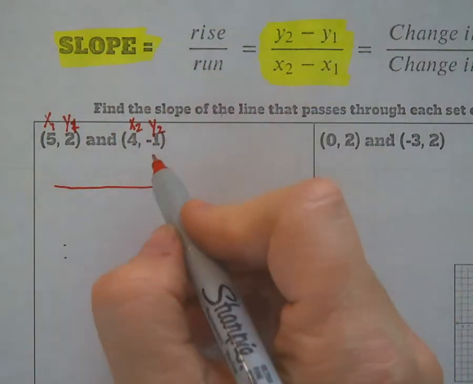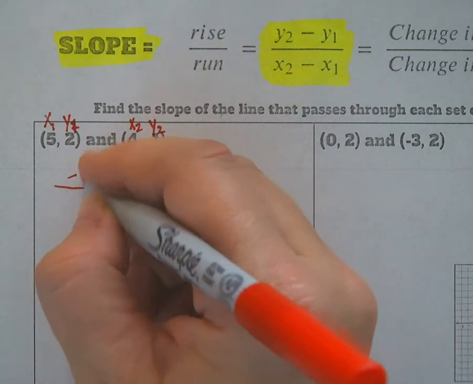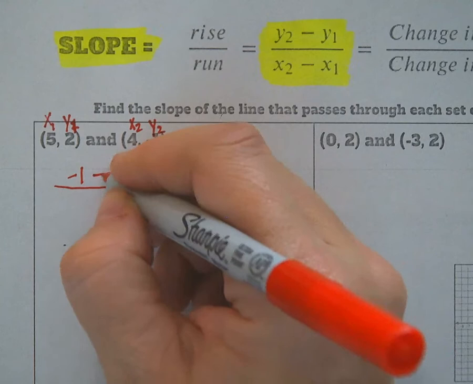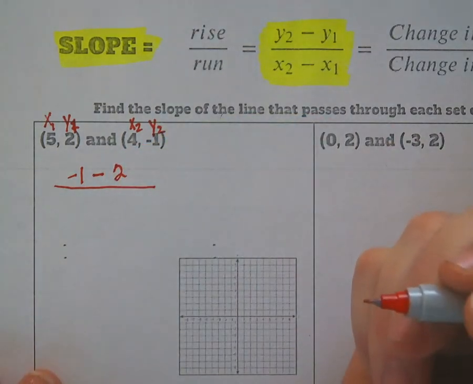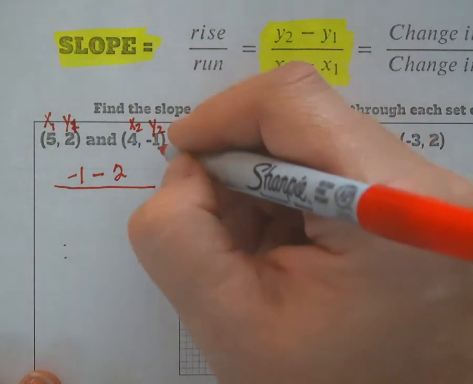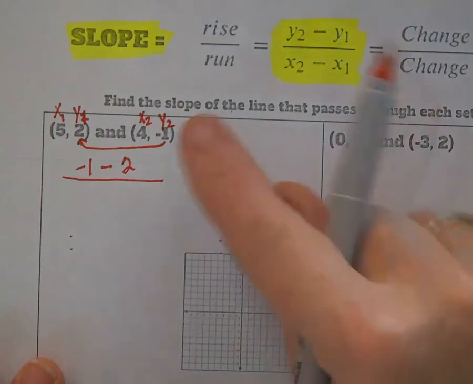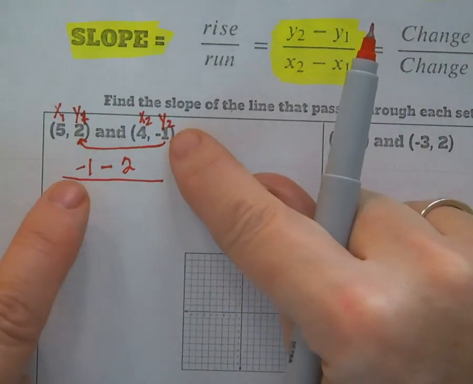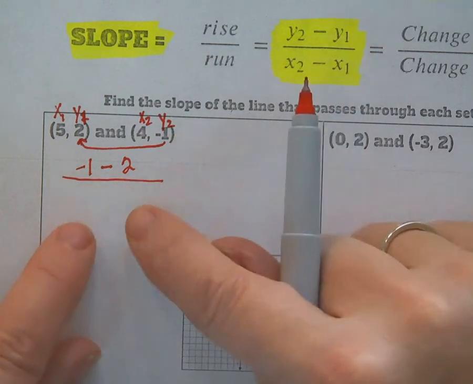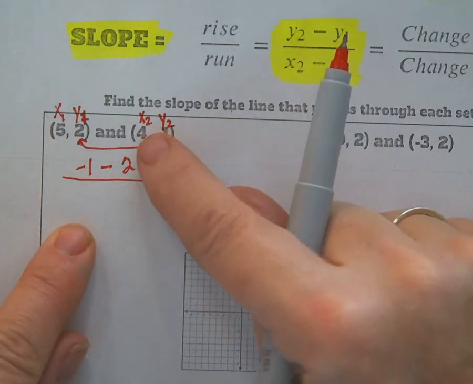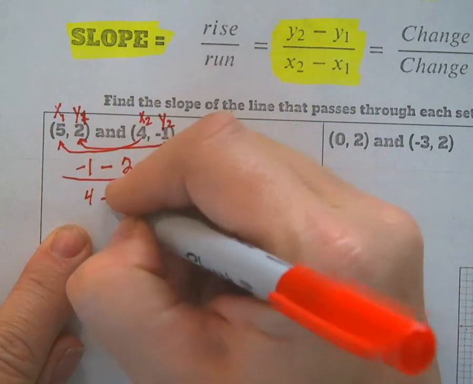Okay, so we have to subtract these. So I'm going to do y2 minus y1. Haley, you with me? So I'm going to draw this arrow so that I can see that I start with my second ordered pair, y2 minus y1. So the denominator has to be x2. So I have to go back to this ordered pair, and I have to do 4 minus 5.